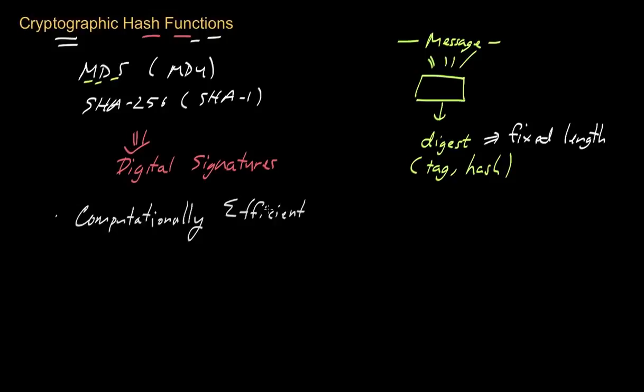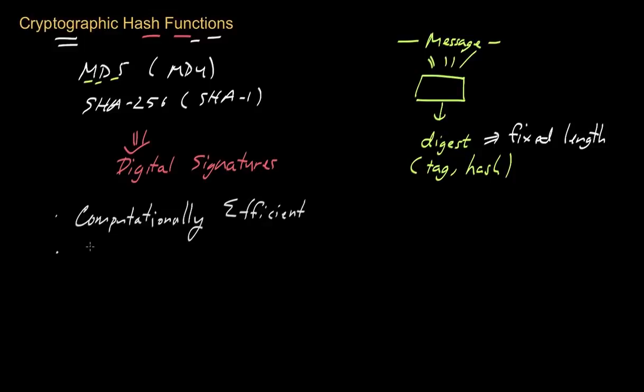Now, the second property you typically need, especially in the context of digital signing, is that it's hard to find two inputs that map to the same output. I mean two distinct inputs whose corresponding digest is identical.